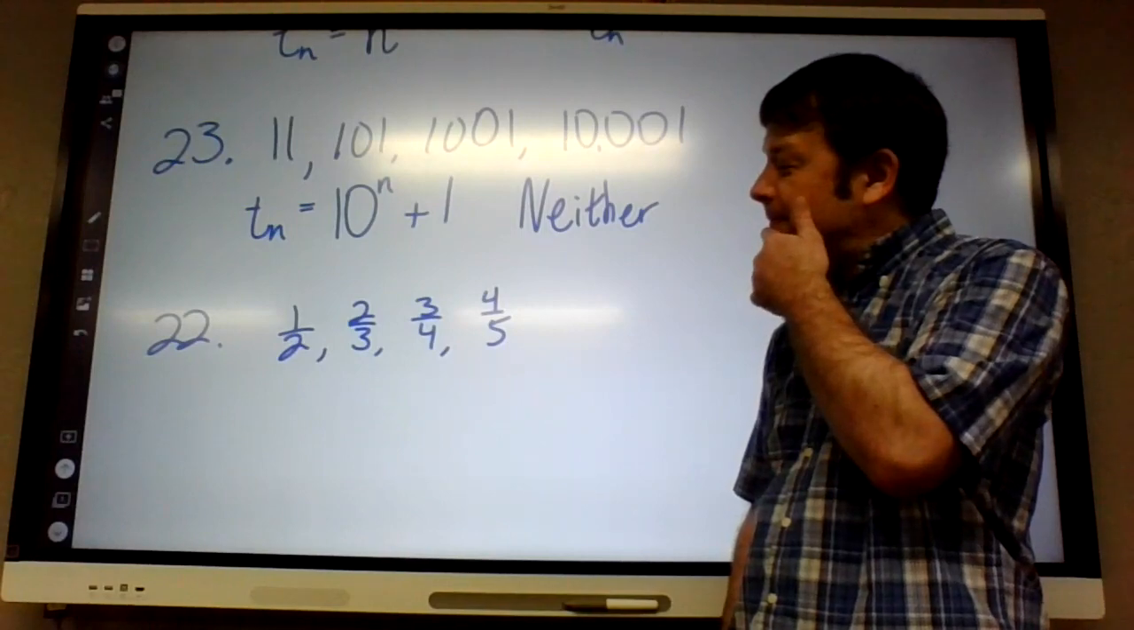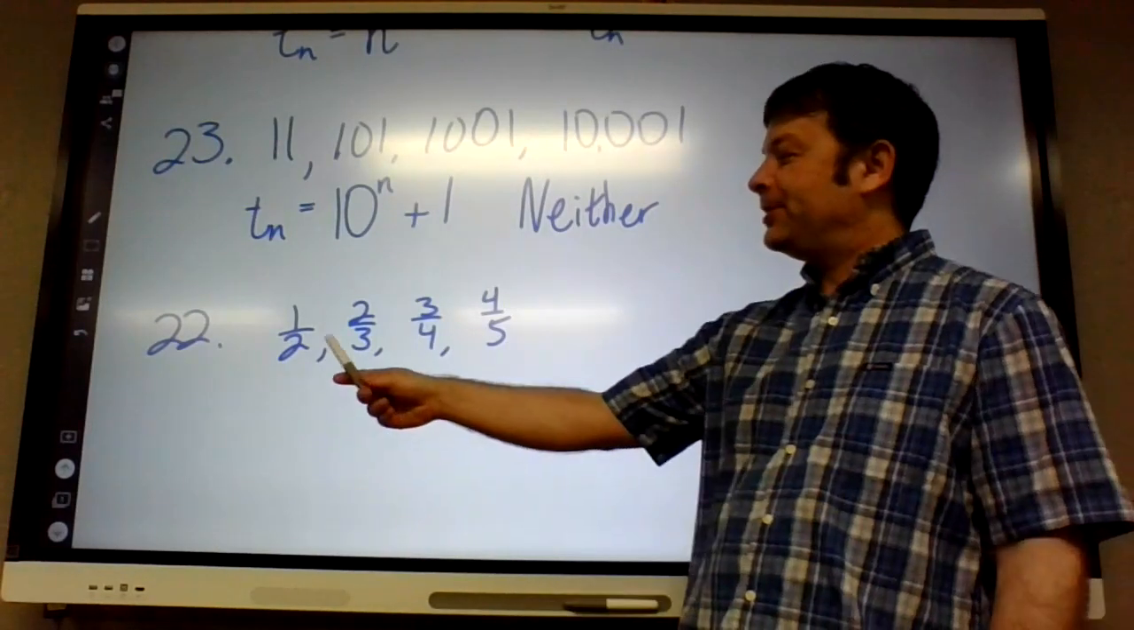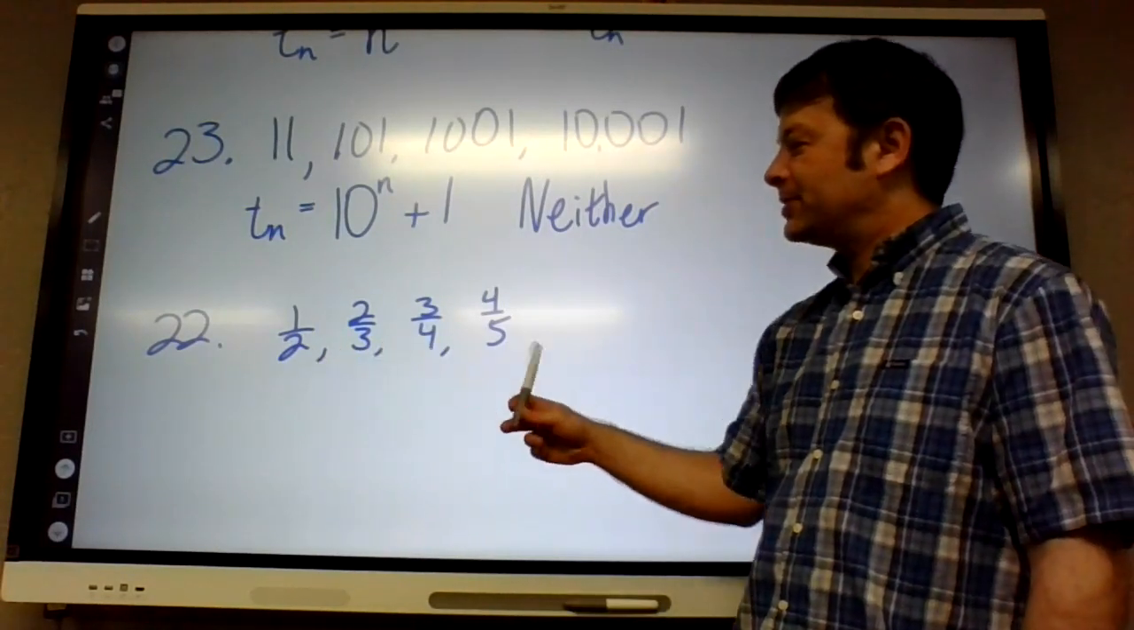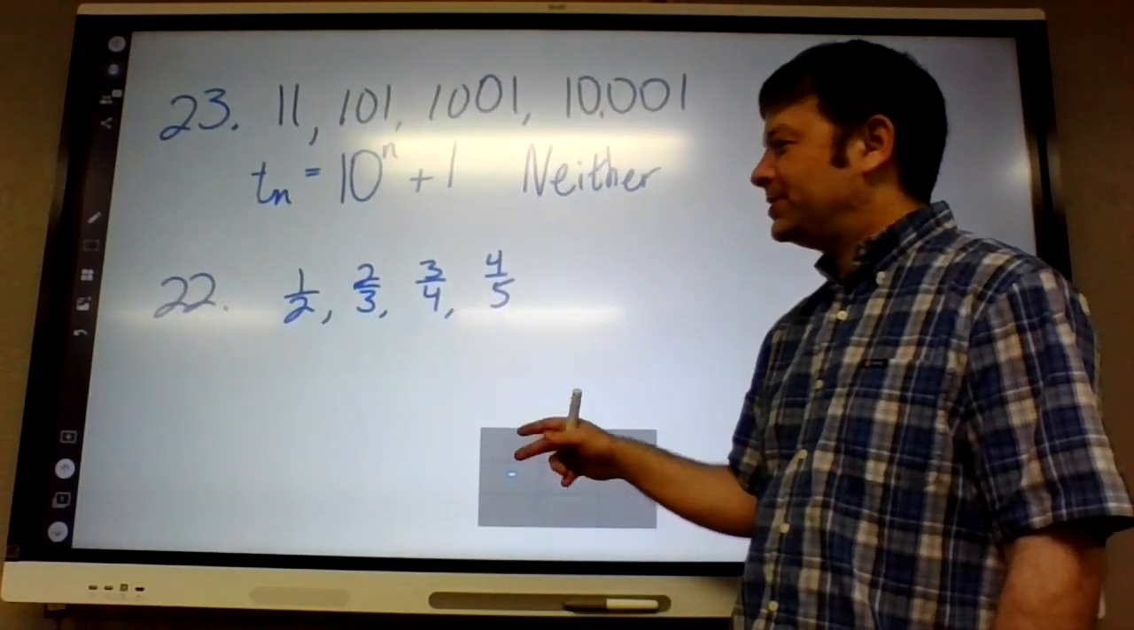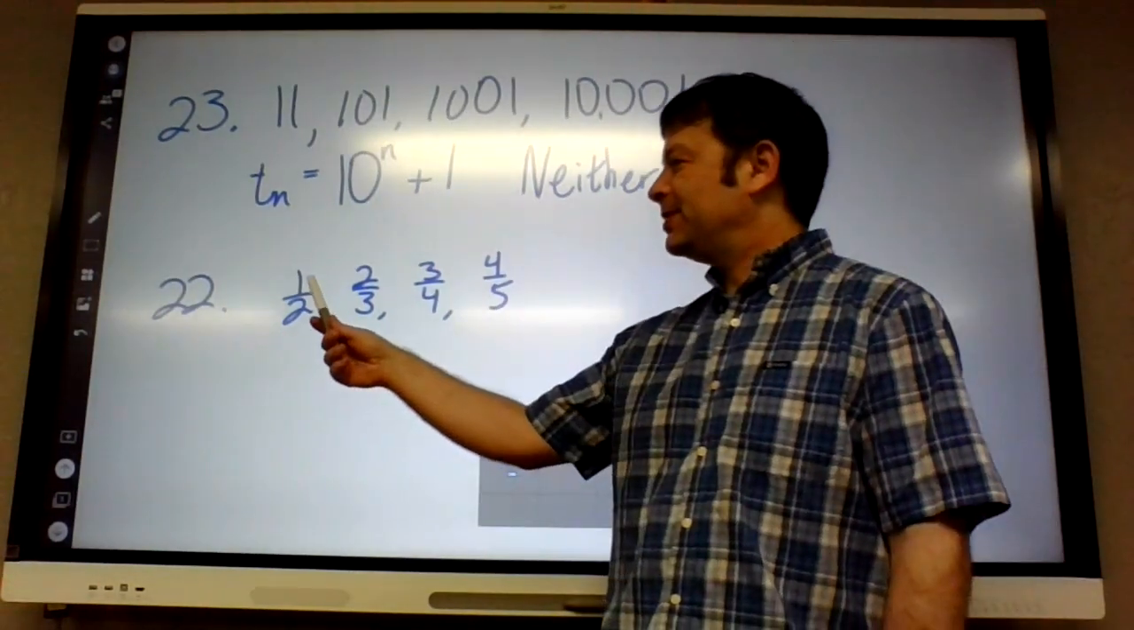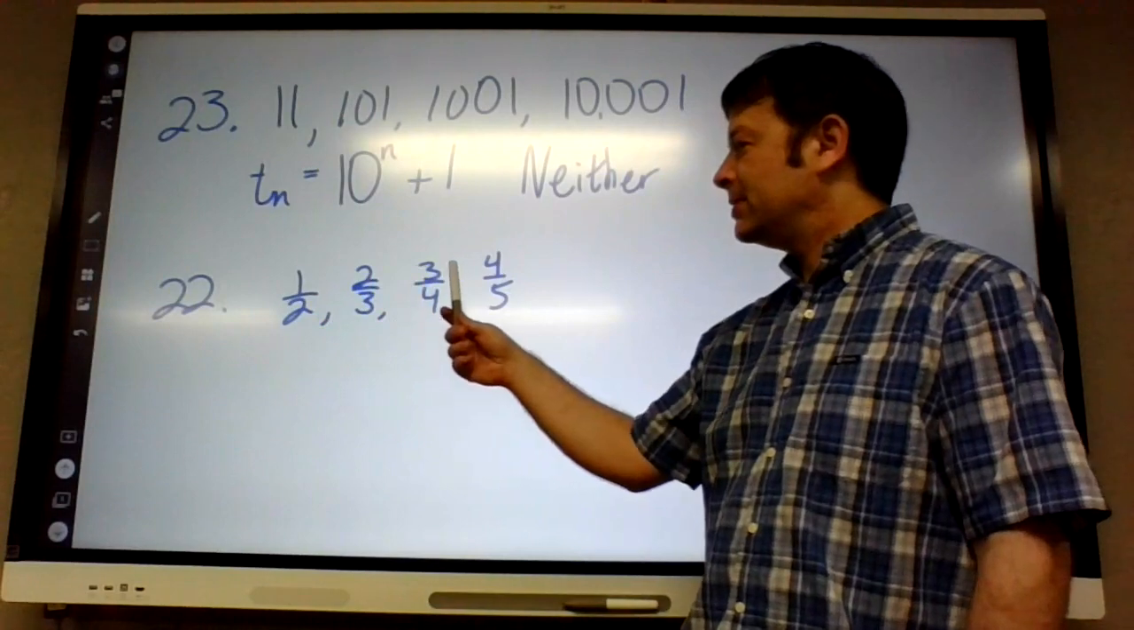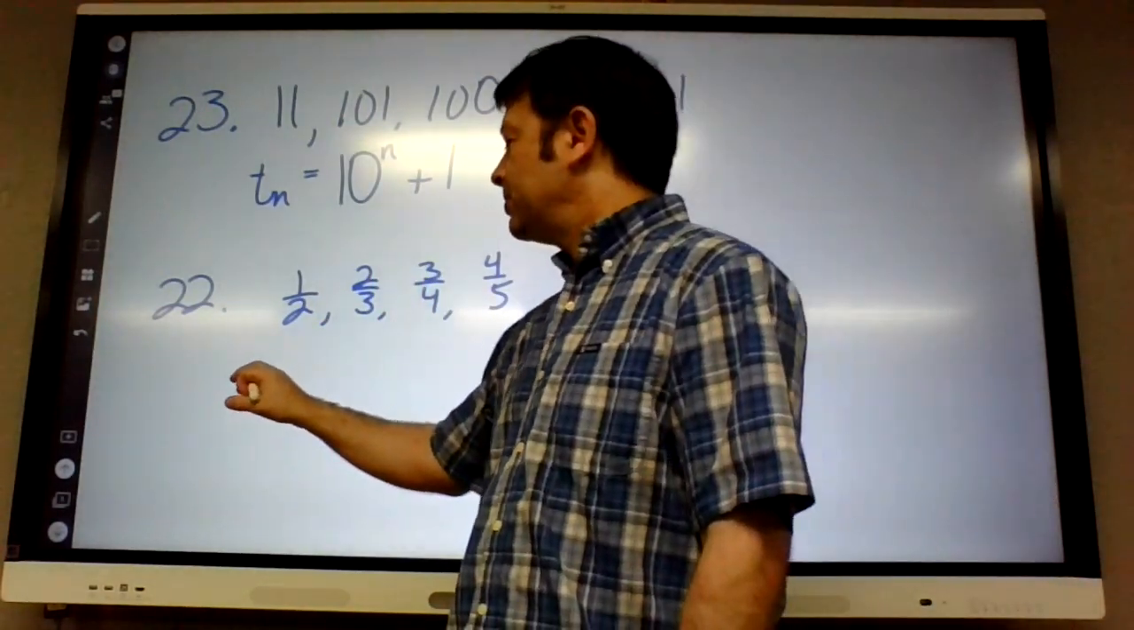So, as fractions by themselves, like 1/2, 2/3, 3/4, there's not much relationship there. But if you just look at the numerators, what's happening? Up 1. It's going up 1.